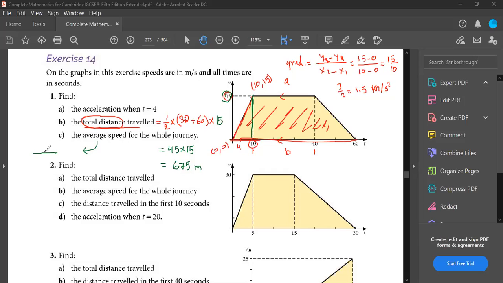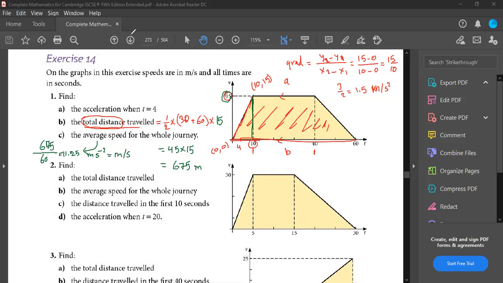Okay, what is the average speed? That will be 675 over 60 seconds, total distance over total time, which is 11.25 meters per second. We can write it either like this or as m per second.